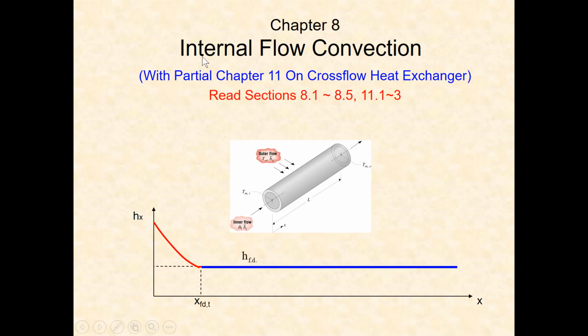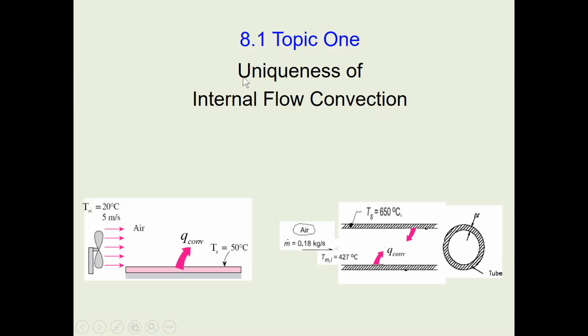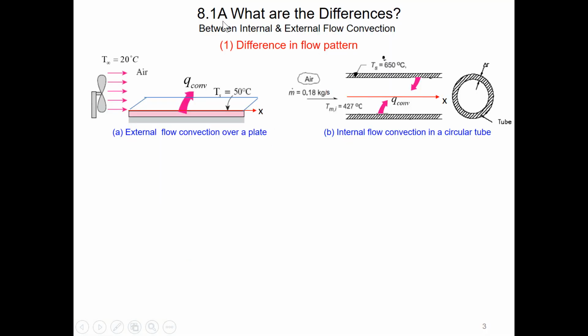Chapter 8, Internal Flow Convection, combined with partial Chapter 11 on cross-flow heat exchanger. Topic 1, the uniqueness of internal flow convection. We have studied external flow convection in Chapter 7. Therefore, we want to first compare these two flow convections. A. What are the differences between internal and external flow convection?